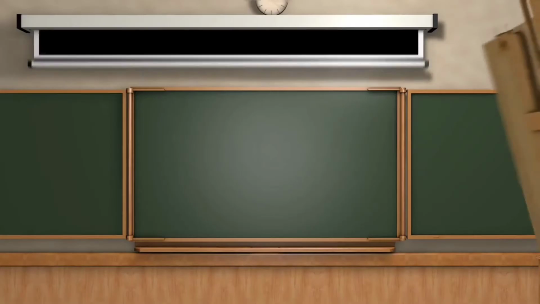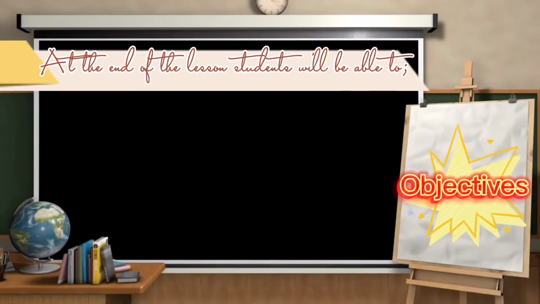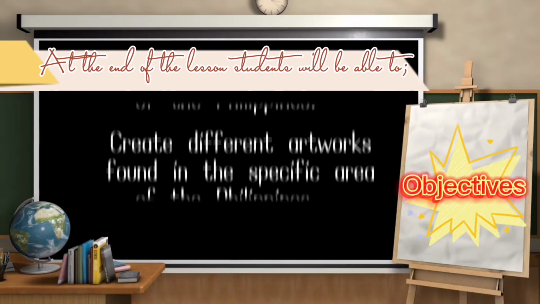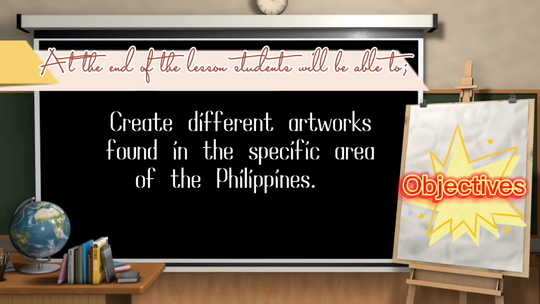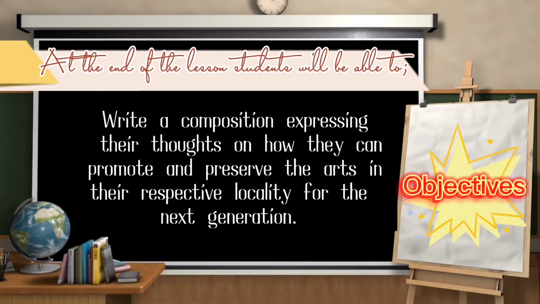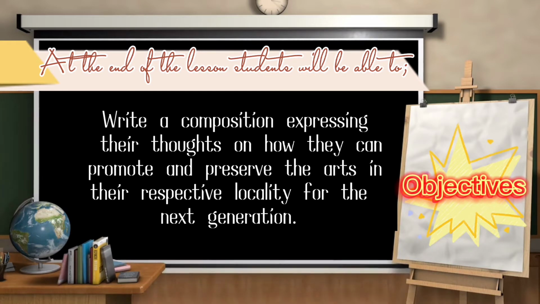Before we formally start, I will present to you the objectives. At the end of the lesson, students should be able to identify the characteristics of arts in the Cordillera region and Muslim South, create different artworks found in specific areas of the Philippines, and write a composition expressing their thoughts and how they can promote and preserve the arts in their respective locality for the next generation.